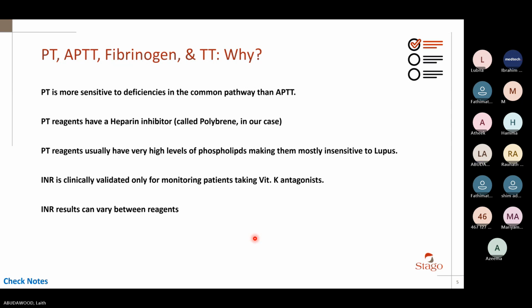Now, a little more details for you. PT, prothrombin time in general, is more sensitive to deficiencies in the common pathway. That is factor 5, factor 10, factor 2. And why am I mentioning this to you? It is because if you run factor assays, of course, we will talk about the details later on, when I run factor 10, factor 5, and factor 2, I don't use APTT assay, I use PT assay. The reason is because PT is more sensitive to these factors.